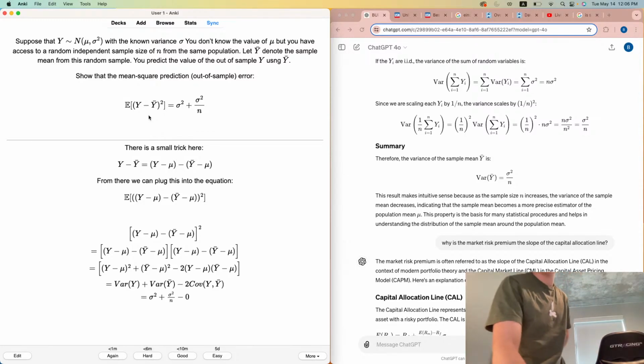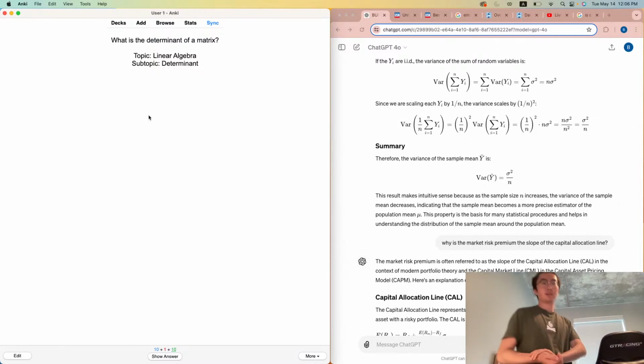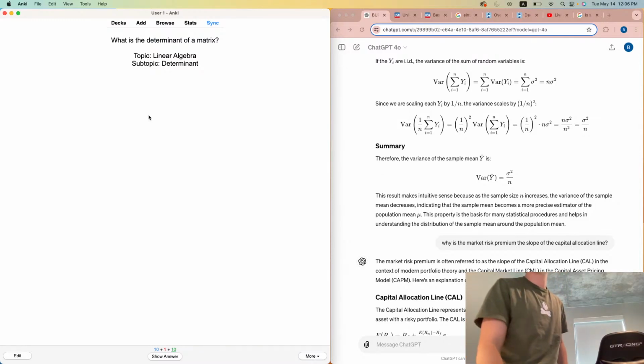Yes, sir. Determinant of a matrix: you can think of it as the factor by which we scale the area of the matrix.